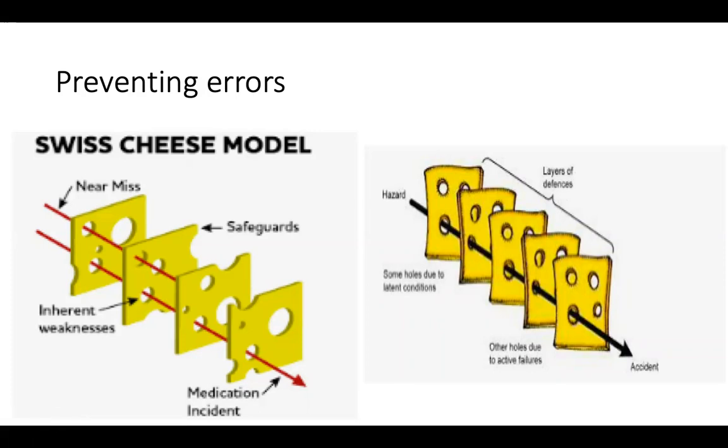But the Swiss cheese model says that if you can put certain safeguards, you prevent an adverse outcome from happening to a patient. So if you look at the picture on your left, they talk of a near miss, and then at the bottom of it, it talks of a medication incident. So all these pieces of cheese or slices of cheese are safeguards. They are things that can prevent mistakes from happening.